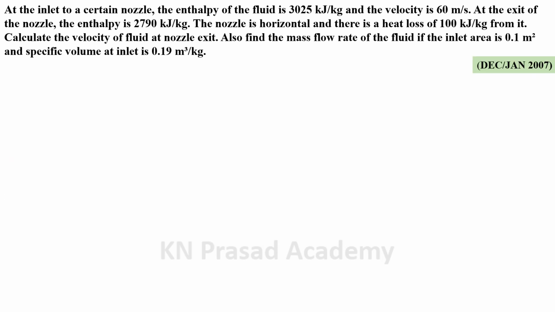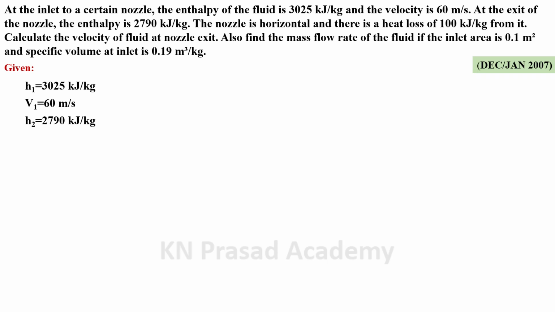Let's see the second problem. At the inlet to a certain nozzle, the enthalpy of the fluid is 3025 kilojoule per kg and the velocity is 60 meter per second. So here it is given the inlet enthalpy, that is H1 3025 kilojoule per kg, and inlet velocity is given 60 meter per second. At the exit of the nozzle, the enthalpy is 2790 kilojoule per kg. So H2 value also given, that is 2790.